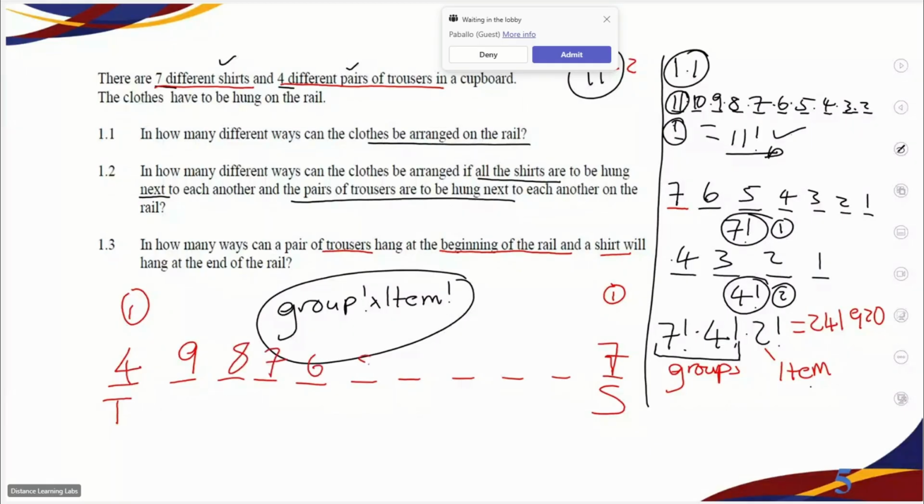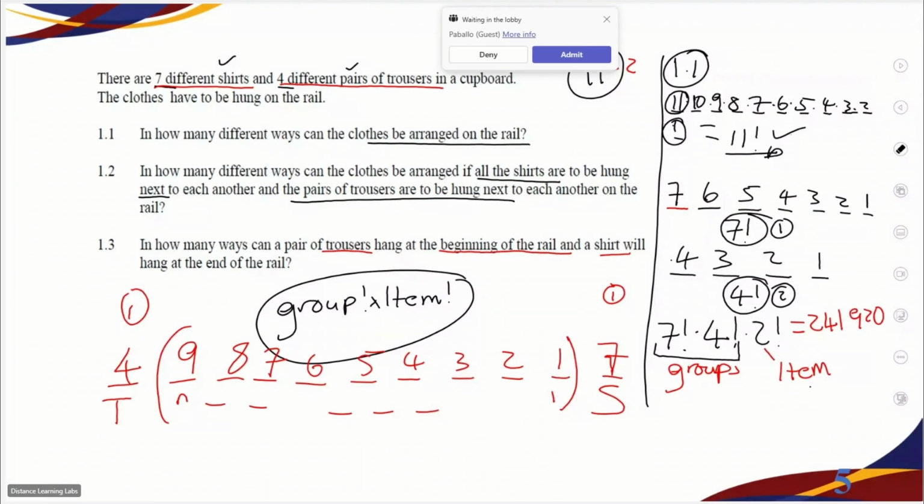Remember what we said about factorial. We said a factorial is the product of descending natural numbers from n up to 1. Now, this part becomes our 9 factorial, because it descends from 9 until it gets to 1. Therefore, our response to the third question would be 4 multiplied by 9 factorial multiplied by 7.